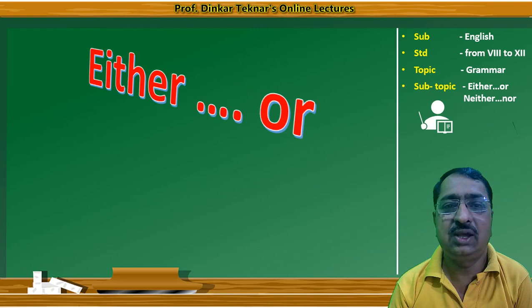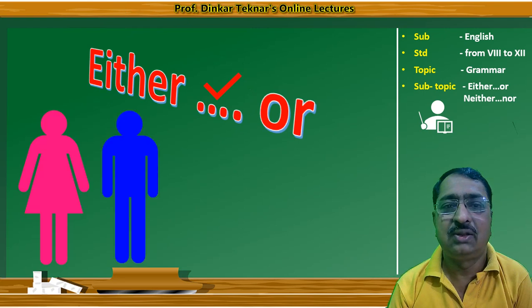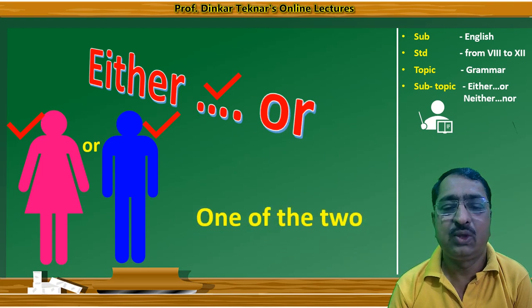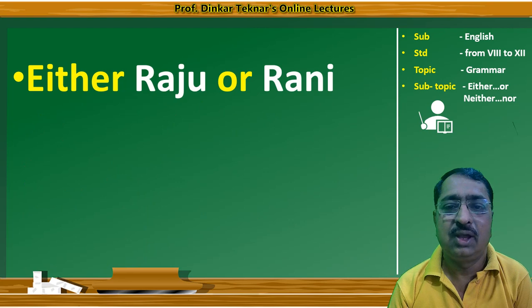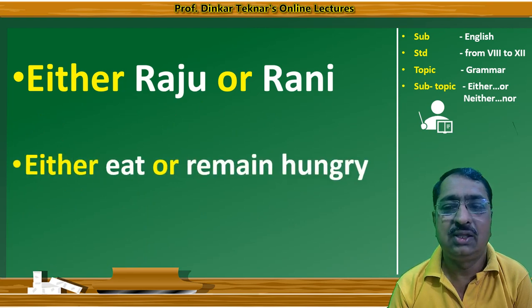We will see either...or. See the example. Look at the picture. Either the girl or the boy. One of the two. Either Raju or Rani. Either eat or remain hungry.